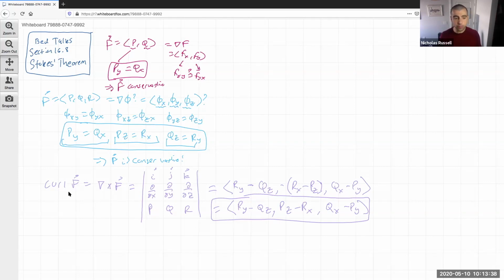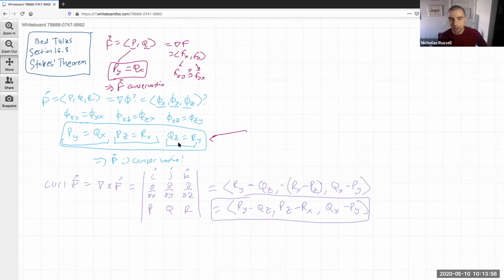But the curl of a vector field actually gives you some very interesting insight. Because I hope you'd agree, let's say F is a conservative vector field. What would that tell me about each one of these components? Well, up here, we see all of the conditions it has to satisfy.